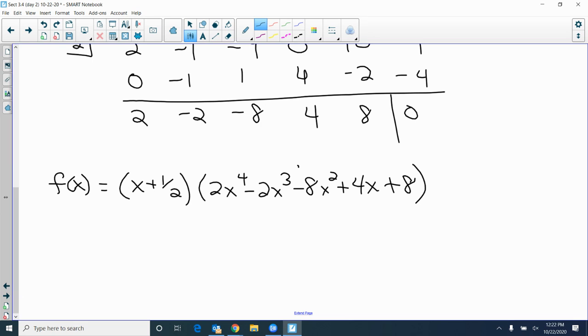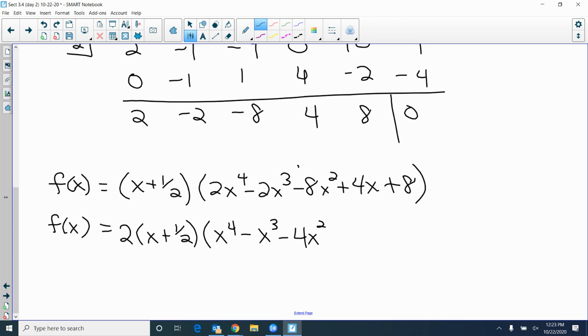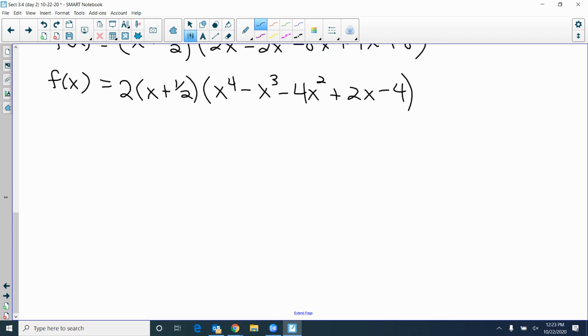So if you get a fraction, you should have a GCF in that remaining polynomial. And so what can I factor out at this point? I can factor out a 2 of that whole thing. And more than likely, you're just going to make it 2x plus 1. I'm going to factor it out here, and I'll eventually make it 2x plus 1. But now that gives me x to the 4th minus x cubed minus 4x squared plus 2x minus 4 for that.